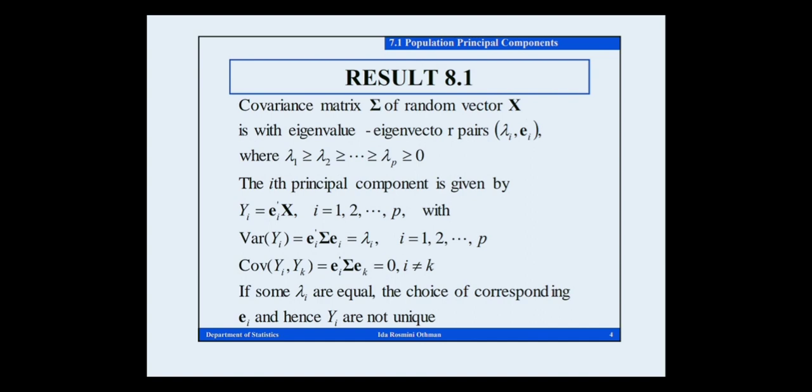Okay, so when the covariance matrix is big sigma, and all the eigenvalues are positive, we can find the principal component by yi equal to ei transpose multiplied by x. So let's say if we want to find the first principal component, it will be y1 equal to the normalized eigenvector e1 transpose multiplied by x.